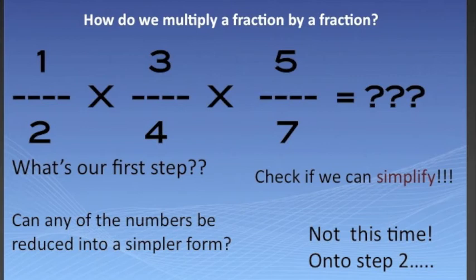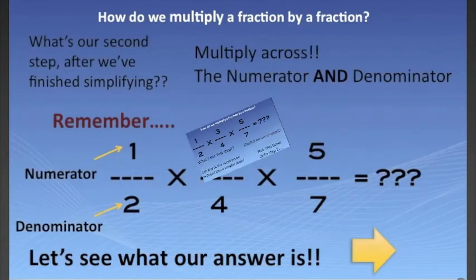All right, we've got one more problem. And this time, the numbers are a little harder because we have 3 fractions we're multiplying together. But don't get too scared, it's still the same process. All right, now what's our first step when we're multiplying fractions? That's right, we check and see if we can simplify. Do you see any numbers that can be reduced to a simpler form in this problem? No, not this time. So let's move on to step 2 of multiplying fractions.